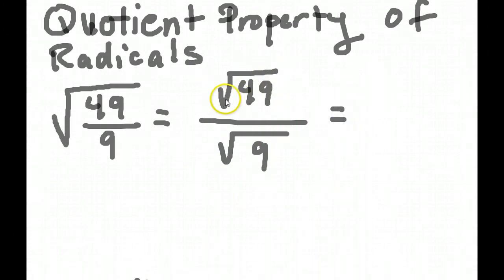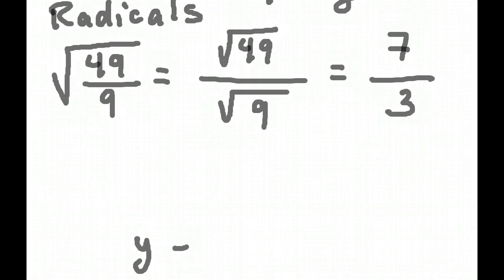So first we take the square root of our numerator, which is the square root of 49. The square root of 49 is 7. So our numerator now becomes 7, and that's over the radical 9. What's the square root of 9? Which is 3. So then we end up with a new fraction of 7 over 3, because we took the square root of our numerator, took the square root of our denominator, and that becomes our answer.